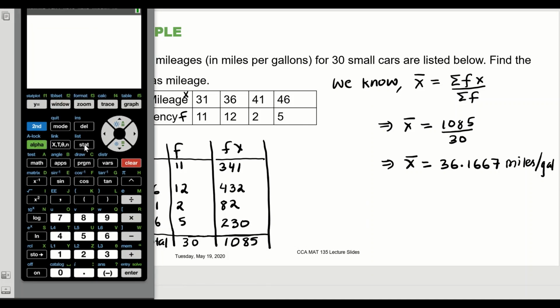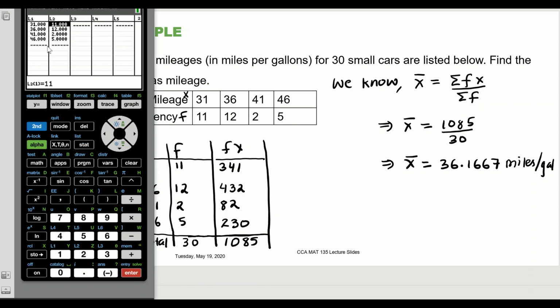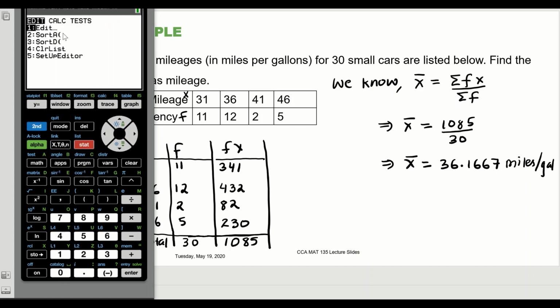So first you have to go to Stat, then Edit, which is number 1, hit enter. In list 1 here, you have to enter the mileage, which is 31, 36, 41, and 46. In list 2, we enter the frequency, which is 11, 12, 2, and 5. Once we are done entering the data here, you again go to Stat and then Calc. Okay, move over to Calc, and you can see here 1-Var Stats is selected, so we hit enter.